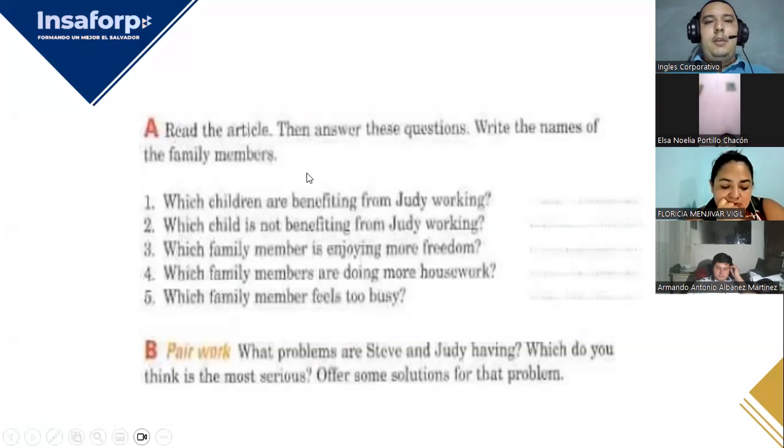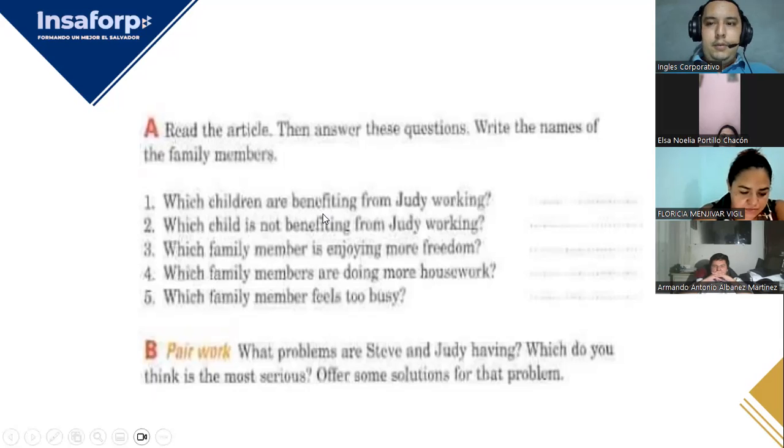Okay. Read the article, then answer this question, write the name of the family members. Okay, guys, here we have 1, 2, 3, 4, 5 questions. We are going to answer these 5 questions. Number one says, which children are benefiting from Judy working? Who of them are benefiting? Those who benefit from Judy's work.